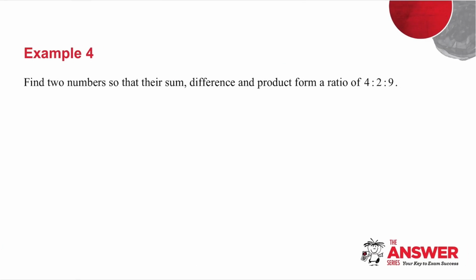The next example is a word problem. It says to you, find two numbers so that the sum, difference, and product are in the ratio 4 to 2 to 9. So I want you to let the two numbers be x and y, and I want you to pause the video, try this, and then we'll look at it together.